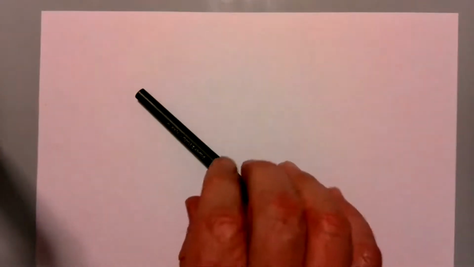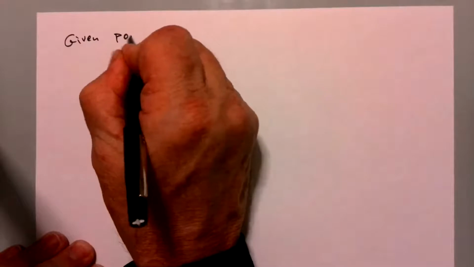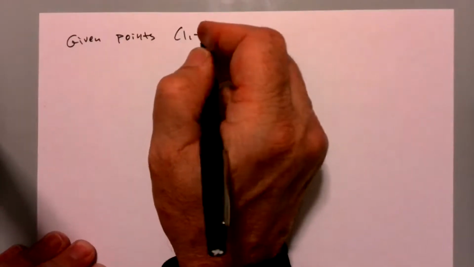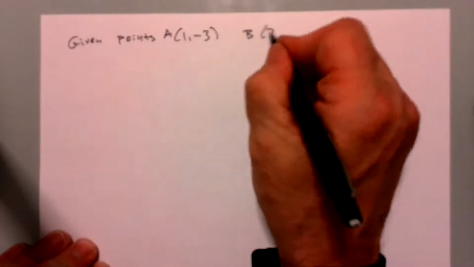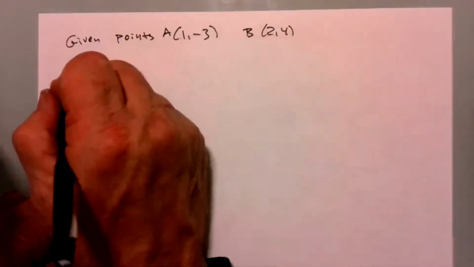So, a line has 2 points. I'm going to say given points A, (1, −3), and point B, (0, 24). Our goal this time is to find a parametric representation for this line.